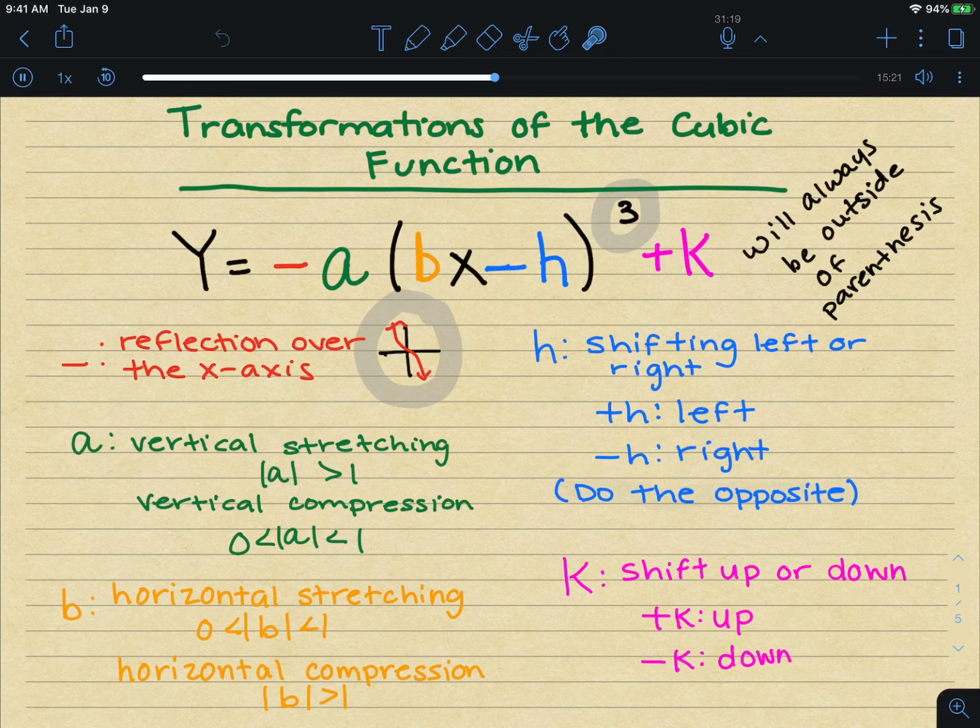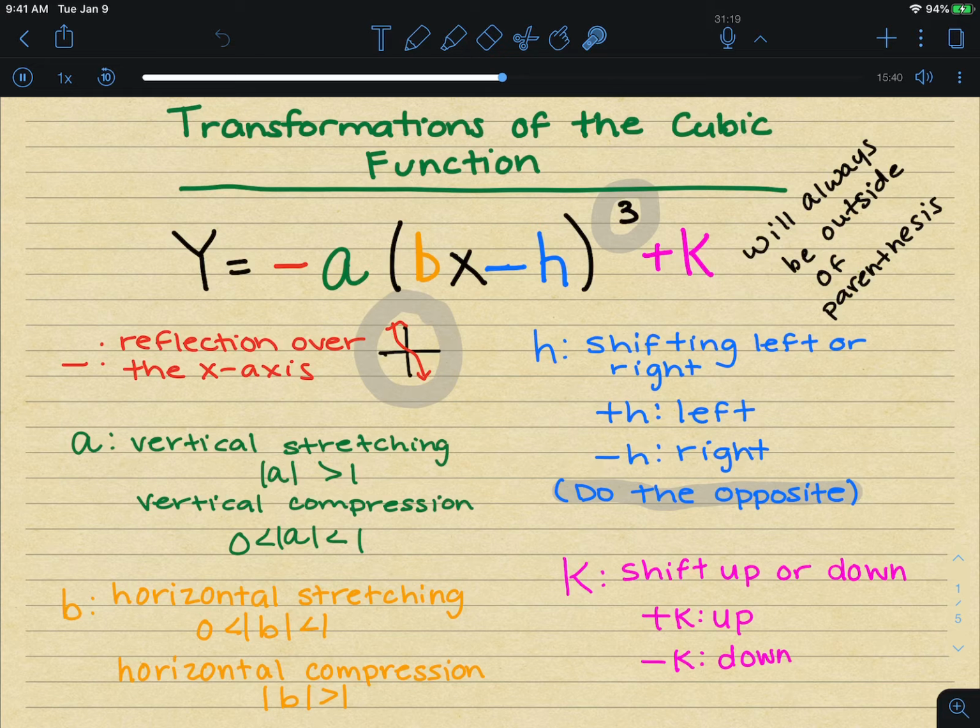Okay, so H is going to give us a shifting left or right. If you have a positive H, you're going to go left. And if you have a negative H, you're going to go right. So just remember to always do the opposite. Okay, you always want to do the opposite for H.